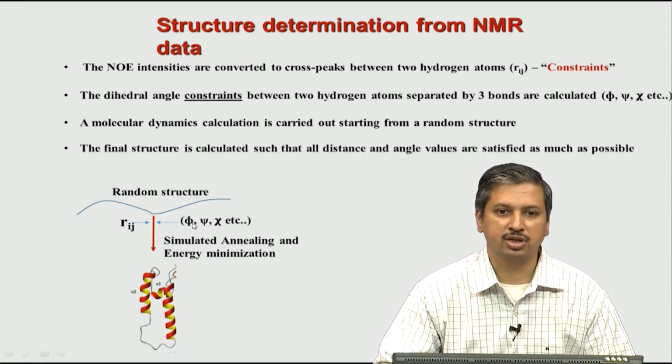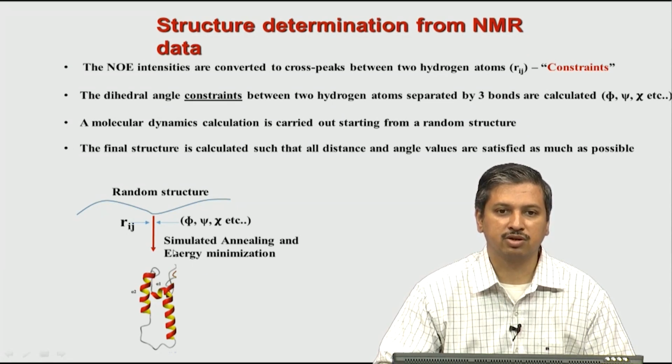And we input all this and we carry out what is called simulated annealing. Simulated annealing is basically a protocol in molecular dynamics simulation, where you first generate a random structure at high temperature and then slowly cool it down, and while cooling it is constrained to these distance constraints, and it finally gives you some structure which is trying to satisfy all the distances and angles which you are given.